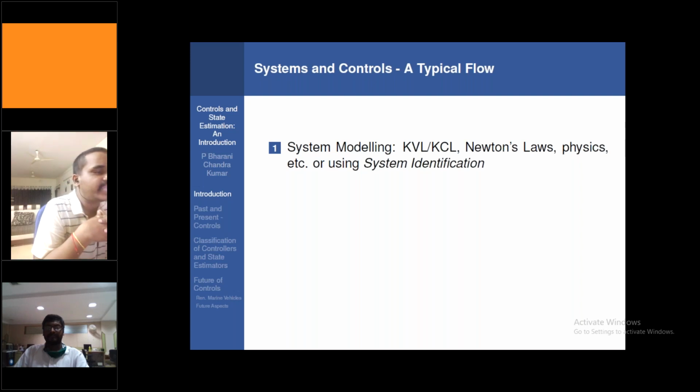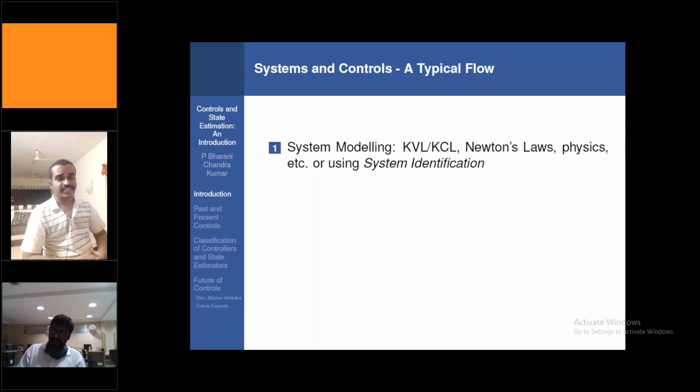Now, a typical control system flow. What I am going to discuss is the typical control flow. First is system modeling. The first thing is you should have the model of the system. This is model-based control. If you don't have the model, there are many other approaches. But first of all, you should have the system model in terms of dynamical equations. I can get it from KVL and KCL if it is an electrical system, from Newton's laws if it is a mechanical system, and if it is an electromechanical system, I will combine both. From physics, chemistry, biology, and various dynamical equations, we can find the system model.